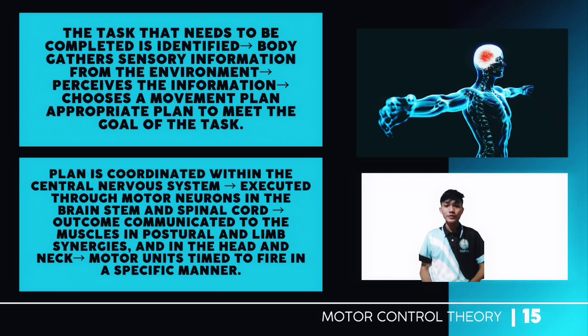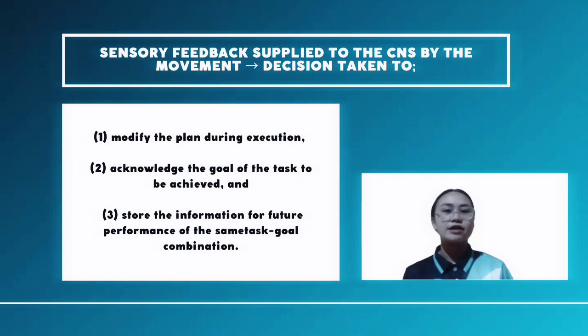The plan is coordinated within the central nervous system and executed through motor neurons, the brainstem, and the spinal cord. The outcome is communicated to the muscles, and to postural and limb synergies and in the head and neck. Motor units are timed to fire in a specific manner. For example, motor nerves carry signals to your muscles or glands to help you move and function. Sensory feedback is supplied to the CNS by the movement.